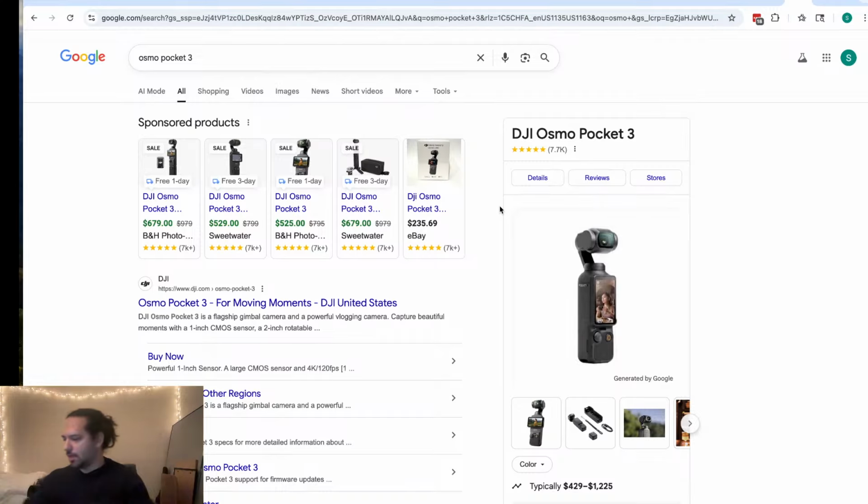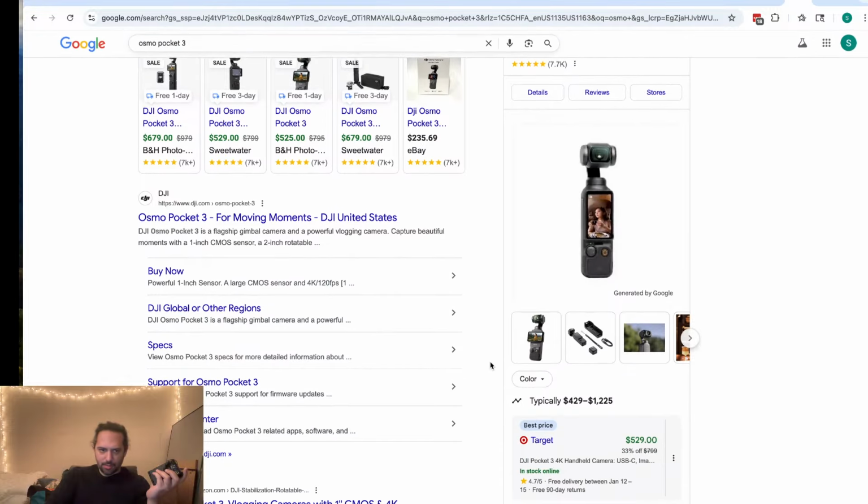So it needs to be small and compact and lightweight so that I can carry it around and just whip it out whenever I want to take a video or something. So yeah, this Osmo Pocket 3 might be a better idea. I'm not sure though.